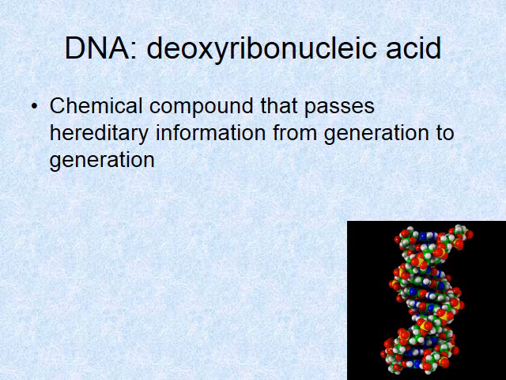So DNA is the chemical compound that passes hereditary information from generation to generation. When parents create offspring, they are doing so by passing on the DNA sequence that they have in their cells to the offspring cells. There are different ways of doing this. When it comes to asexual reproduction, this is when it's a one-to-one ratio. The DNA, the entire genome, which is all of the DNA, is being passed to the offspring.